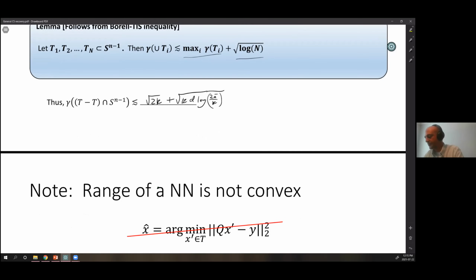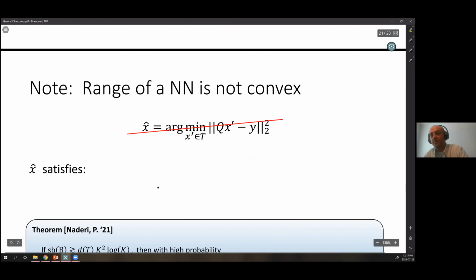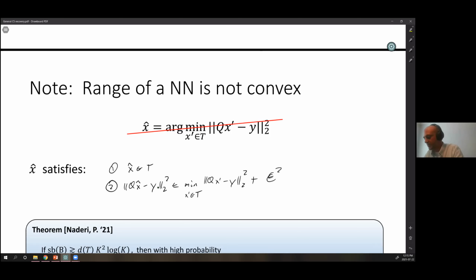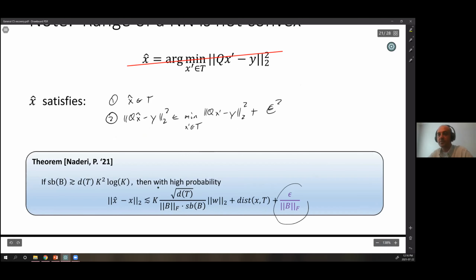Okay, let me just say something in passing. Range of a neural net is not convex, so it would be better to look at a theory that does not assume you get an exact solution to this argument. Instead, that you can approximately optimize it. That is, x hat satisfies 1, x hat belongs to this range, x hat is in T, and 2, the norm of A x hat minus y, 2 norm squared, is less than the min over x prime in T of the norm of A x prime minus y squared, plus some error, let's call it epsilon squared. Okay, so if you make some error in optimization, this doesn't kill you here, and you get the exact same theorem, but with an extra term depending on that error.